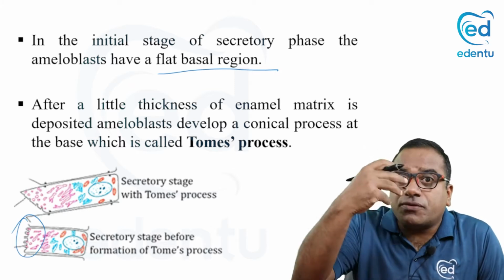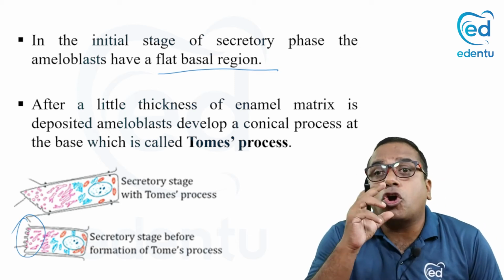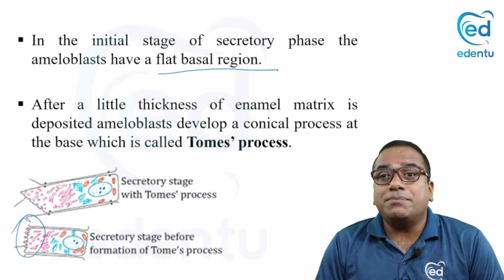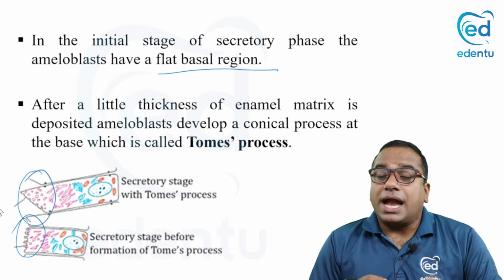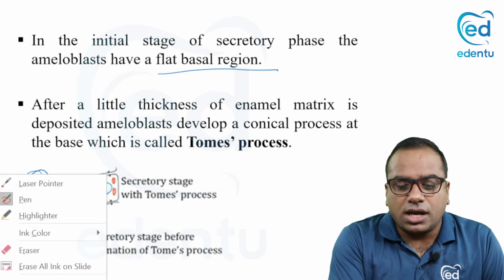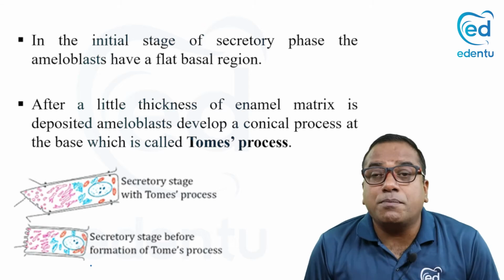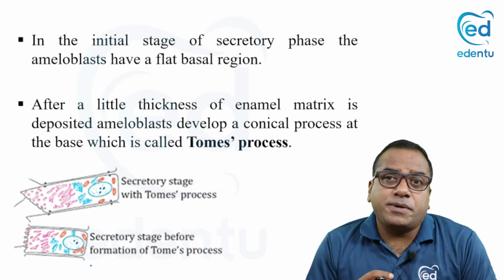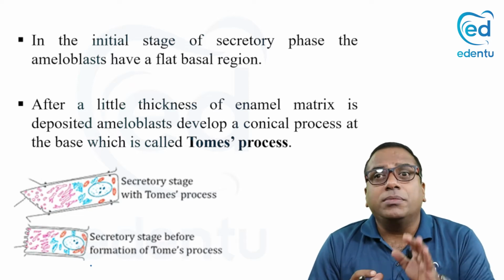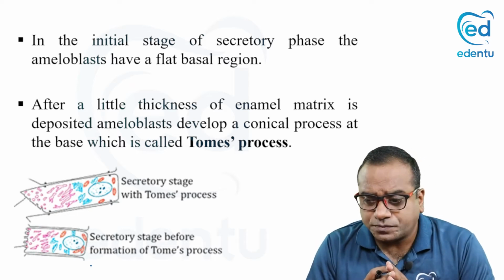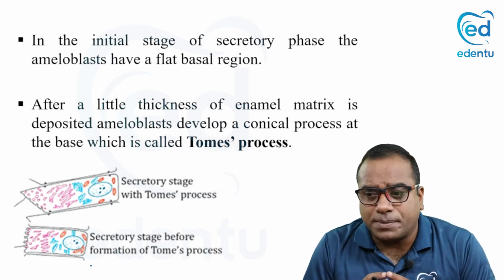After a little thickness of enamel matrix is deposited, the ameloblast develops a conical process at the base. This conical extension that is being formed here is called Toomes' process. This is a very important structure being formed here. The conical elevation from the ameloblast is Toomes' process. Once it is formed, a lot of activities happen.